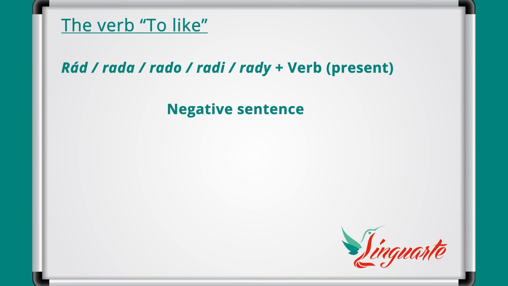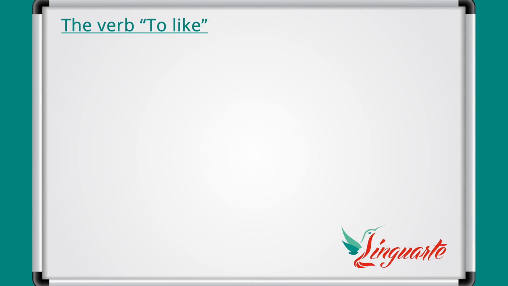To make this negative sentence, we add the particle nie before the particle rád, rada, radí. Ja nerád jem. My neradi jeme. Finally, there is a third way of expressing what we like. It is the structure páči sa. We use it always before a noun.